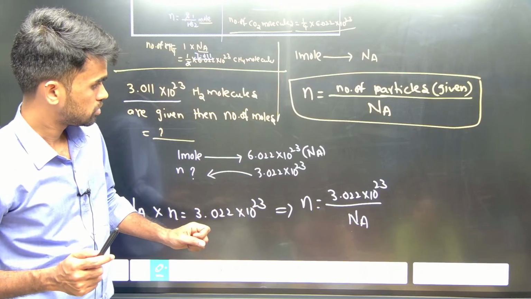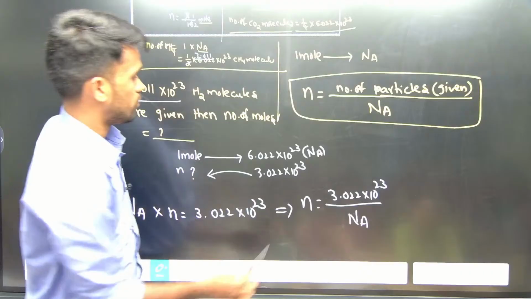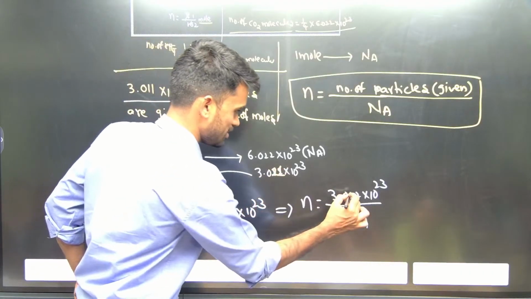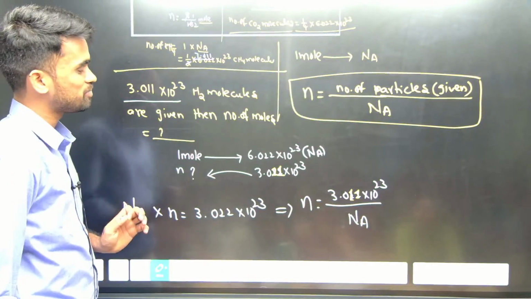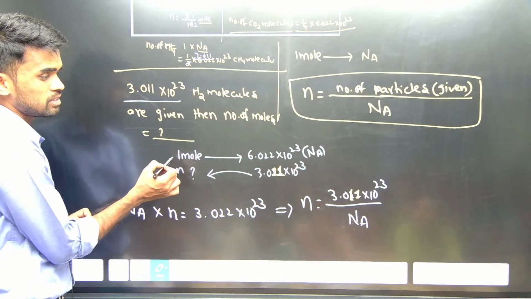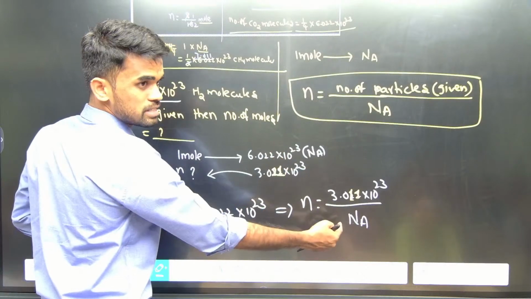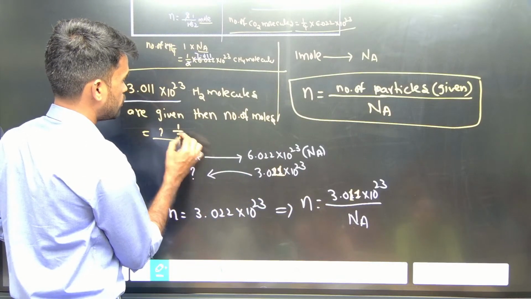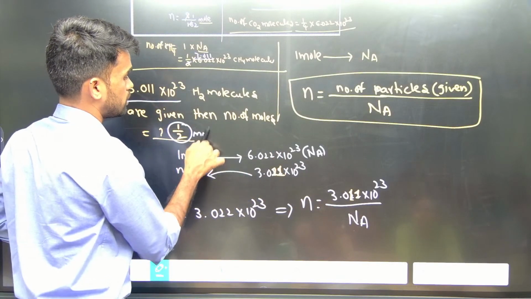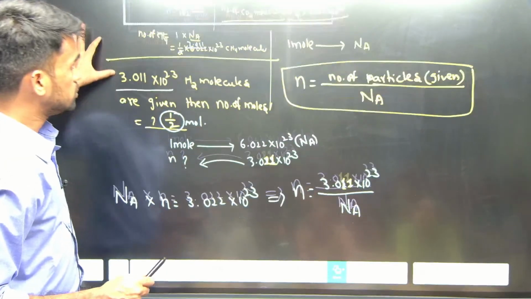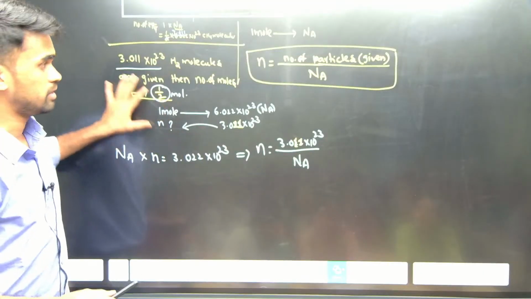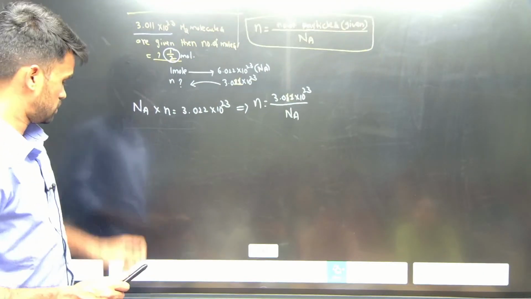Now tell me what will be your answer for this? Okay, no issues. So now tell me what I should do. What is your answer? 3.011 by this Avogadro number. So it will be 1 by 2. So 1 by 2 mole you got. Okay, is this clear up to here? Is this clear or not?